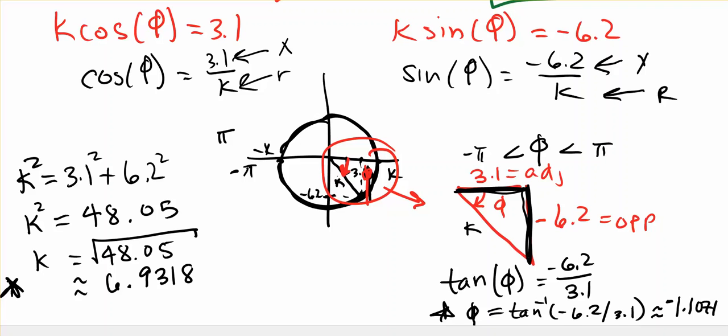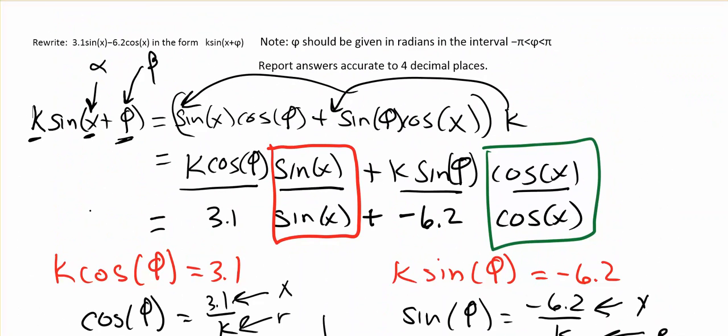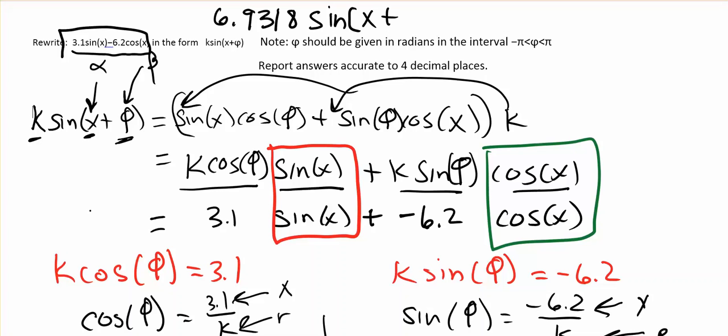Let's go back there. We can rewrite this equation, this 3.1 sine x minus 6.2 cosine x, as 6.9318 sine of x plus a negative 1.10714.